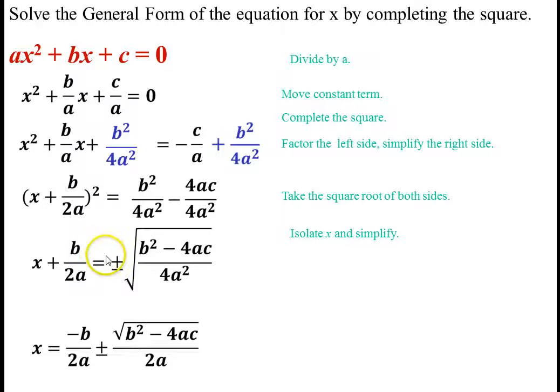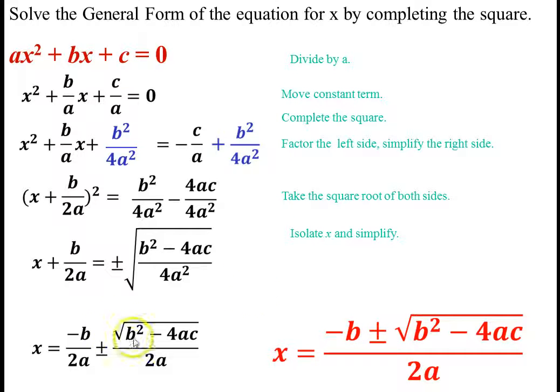So I subtracted the b over 2a, and at the same time I took the square root of 4a squared, my denominator of this radical. Kept the numerator underneath the square root sign, and I kept my plus and minus sign. Now I want to simplify this equation. I've got common denominators in my fractions. I can add or subtract those together, so it looks like this. Negative b plus or minus the square root of b squared minus 4ac all over my common denominator of 2a. That's what x equals. So in the general form, I now have a solution for x.